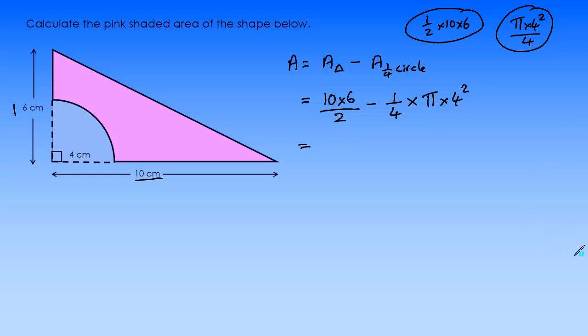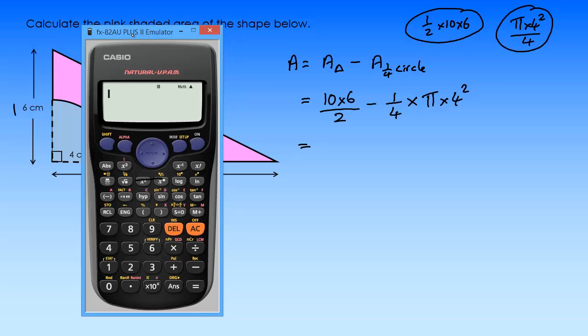So let's calculate this. Once again, no degree of accuracy, so I'll give my final answer to 2 decimal places, but let's work it out first. So we have 10 times 6 divided by 2, and we're taking away pi times 4 squared divided by 4, which of course just works out to be pi times 4 if we cancel the 4's. So that's 17.433 and so on.